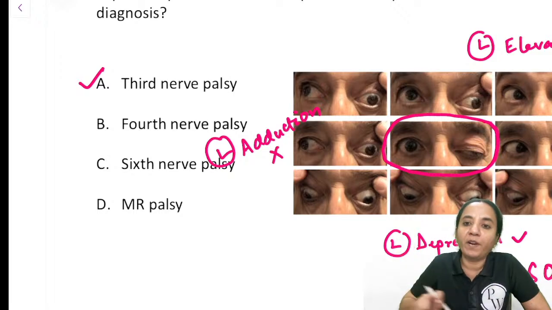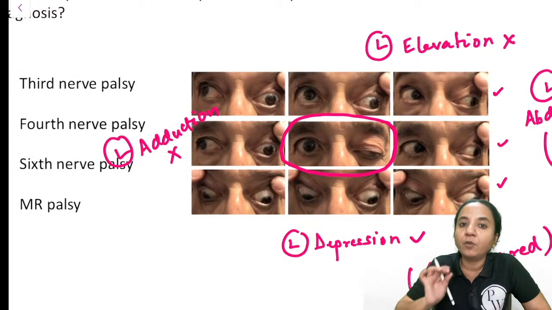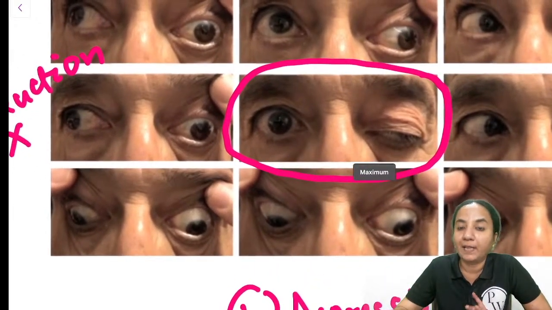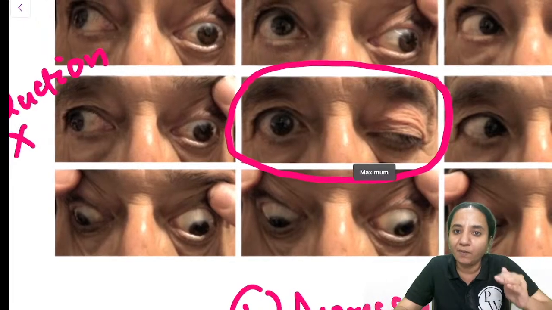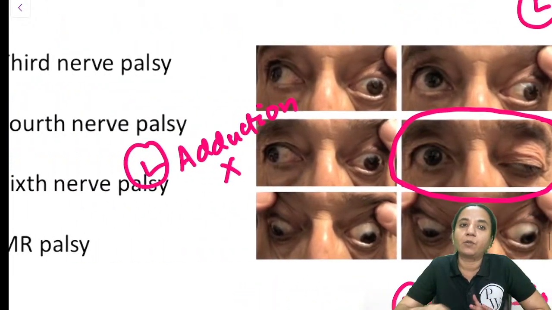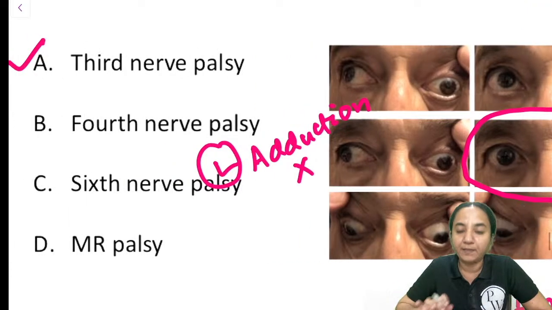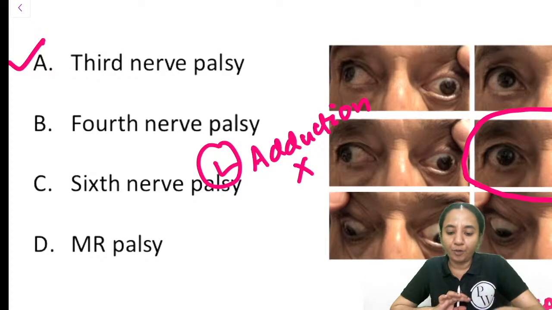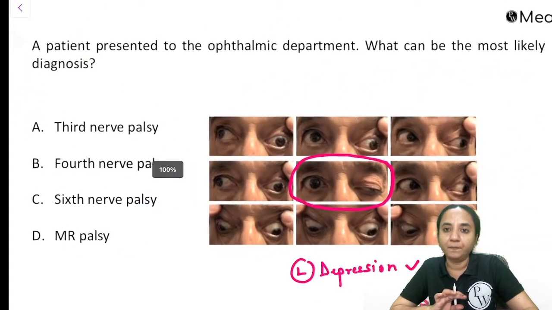But these movements only help you to confirm the diagnosis. To be able to diagnose, you have to look at the primary position. That will give you the clue. See the severe ptosis and the eyeball down and out; that immediately tells you the diagnosis is third nerve palsy. So I hope this is clear to you now. Let's go to the next question.